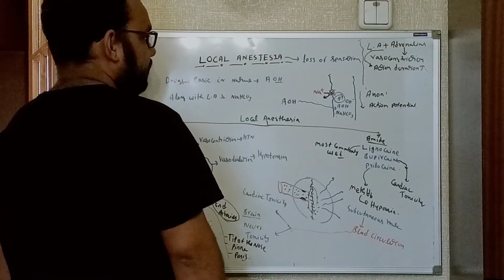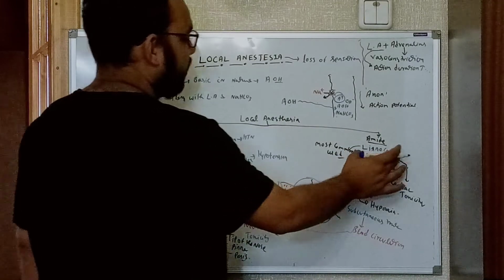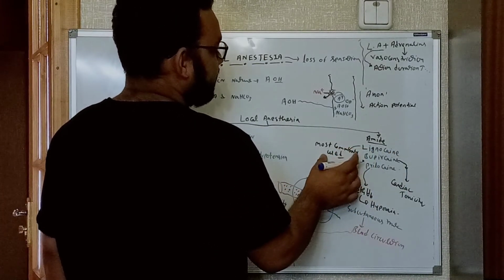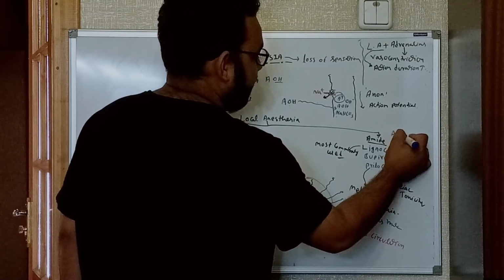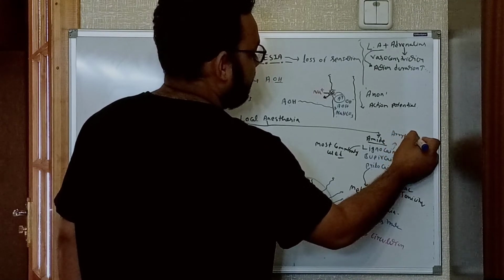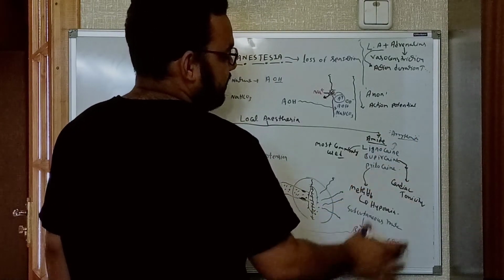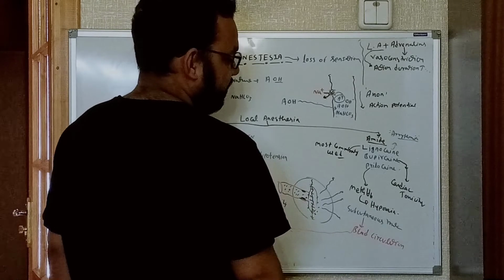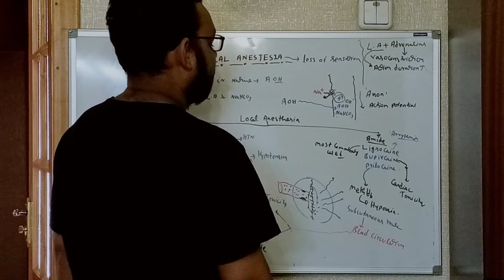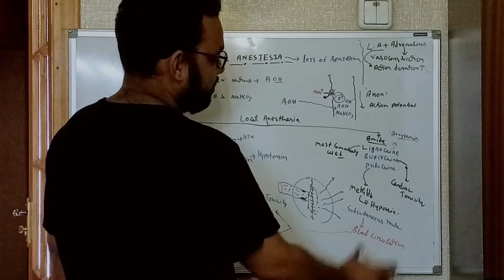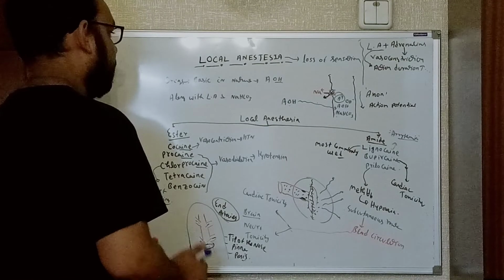Now, in terms of these parts, I already said lignocaine is the most commonly used drug. In case of arrhythmia, we can also use lignocaine. Bupivacaine has cardiac toxicity, and prilocaine is responsible for methemoglobin formation that will lead to hypoxia and cause further problems. So it was all about the local anesthetic drugs.